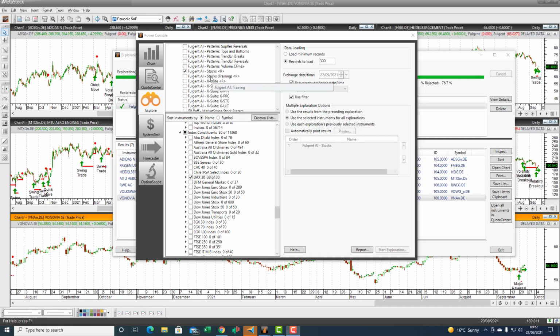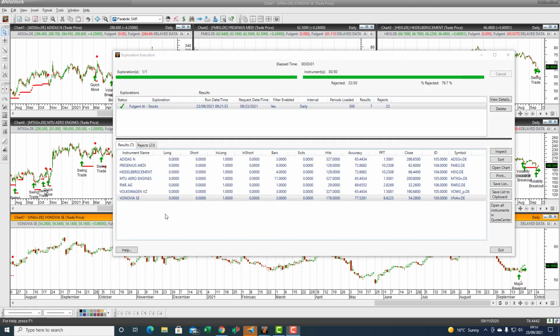I've got the Mtu Stock platform open. I've selected the Fulgent AI engine and the DAX 30 index constituents. Run the screen, and now here's the result. We've got 7 trades that the AI is in a long position already, and if we sort by bars, it tells you how old the trade is. RWE is 1 bar into a trade, Adidas 3 bars, trading days, Volkswagen and Vonovia 3 days into trade, Heidelberg Cement 4 days into trade, Fresenius 6 days, and Mtu Aero Engines is 11 days into trade.